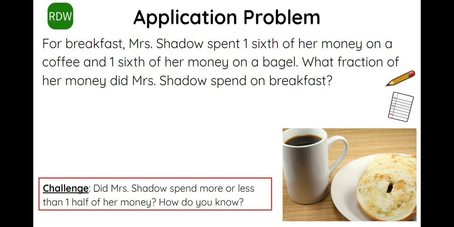So our problem says, for breakfast, Mrs. Shadow spent 1/6 of her money on coffee and 1/6 of her money on a bagel. What fraction of her money did Mrs. Shadow spend on breakfast? So what I would do first is I would think, what picture can I draw to help me solve this problem? If I know she's spending 1/6, what might my picture look like?